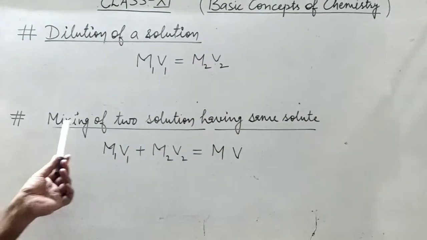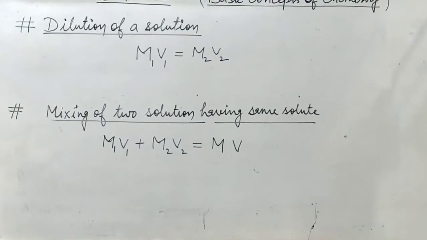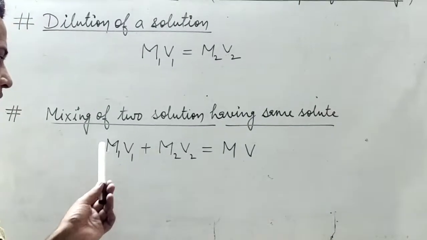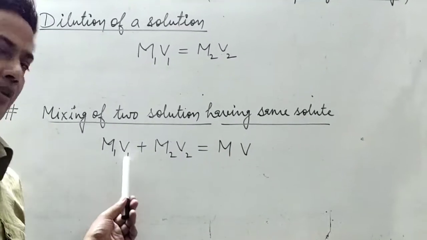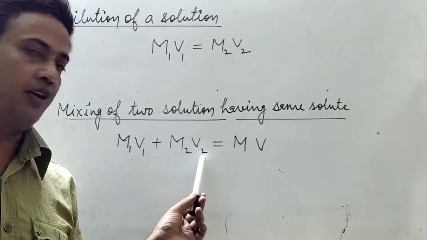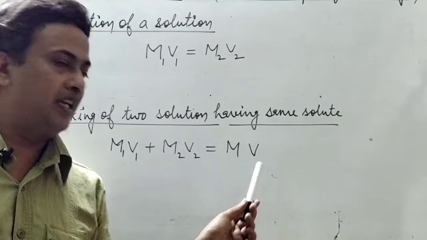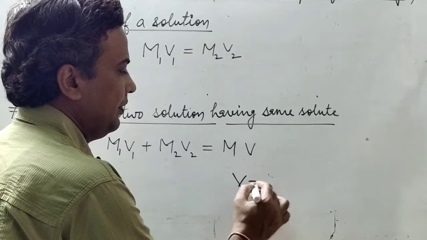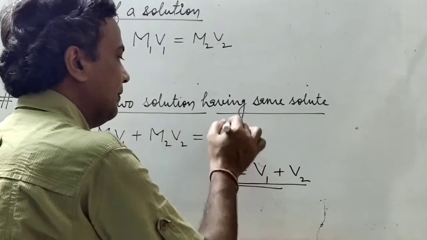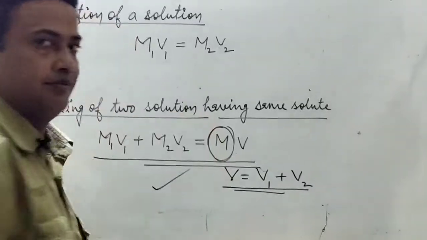Similarly, when we are mixing two solutions having the same solute, again molarity equation is applied as M1V1 plus M2V2 is equal to MV, where M1 is the molarity of first solution, V1 is the volume of first solution, M2 is the molarity of second solution, V2 is the volume of second solution, M is the resultant molarity of the mixture, and V is the final volume, that is V1 plus V2. So you can calculate the molarity of resultant solution by using this molarity equation.